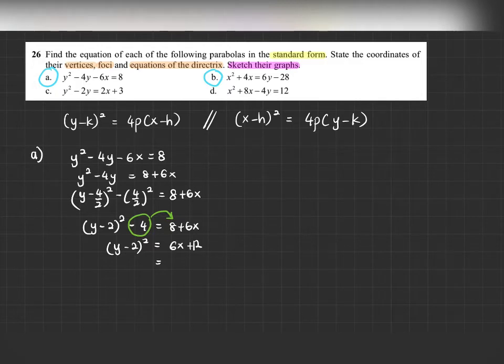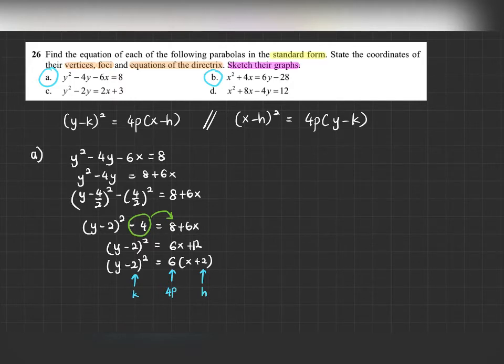Then we factorize, making sure our coefficient of x here should be 1. So we factorize 6: 6(x + 2). The left side we just copy back. Now this equation is the same as our standard form. That means we can identify the coordinate of k, the coordinate of h, and 6 represents our 4p.